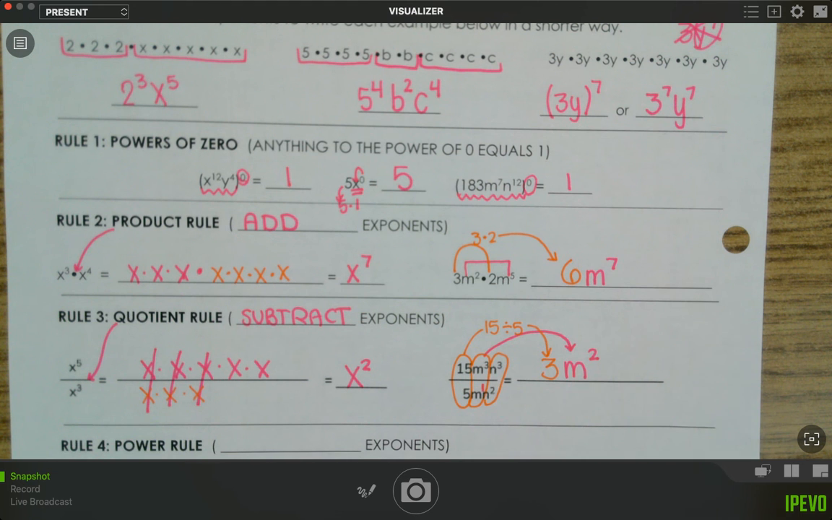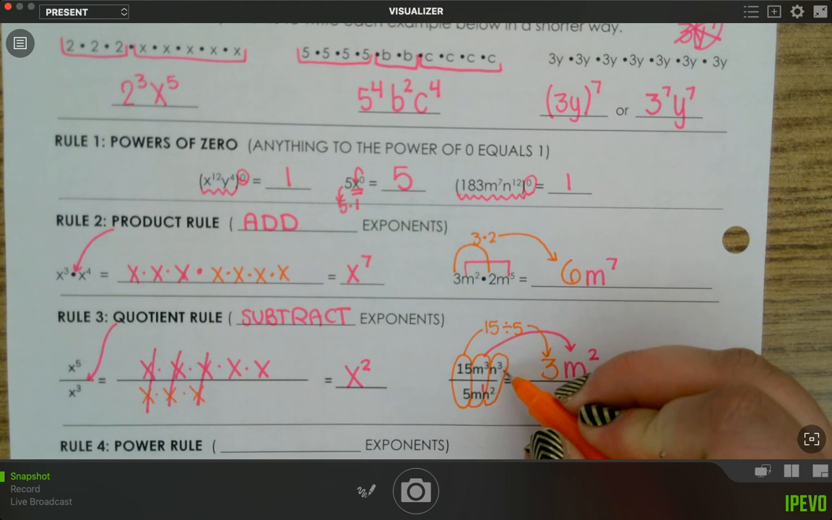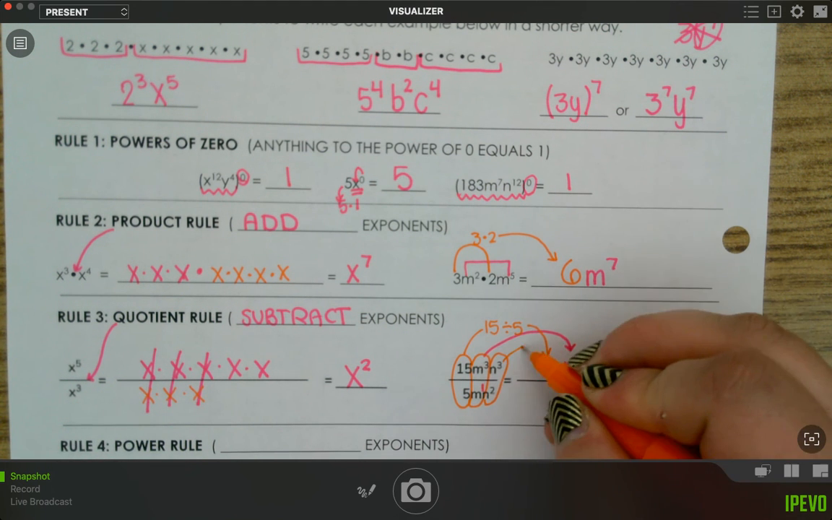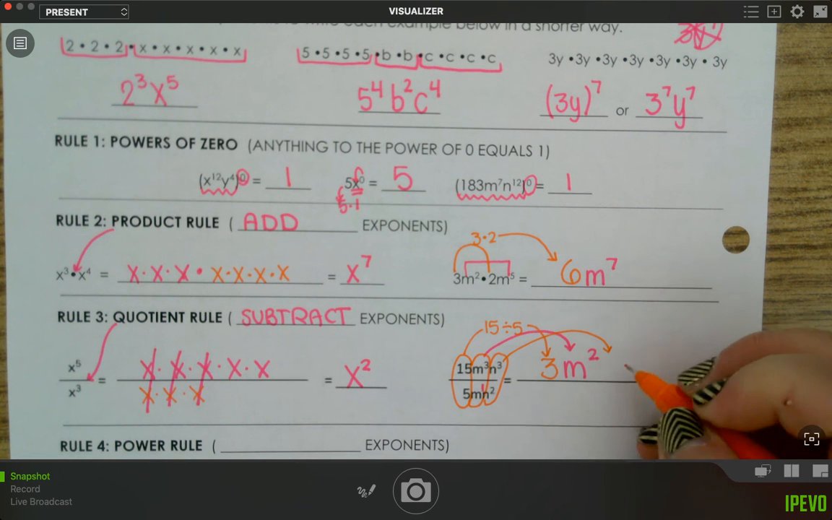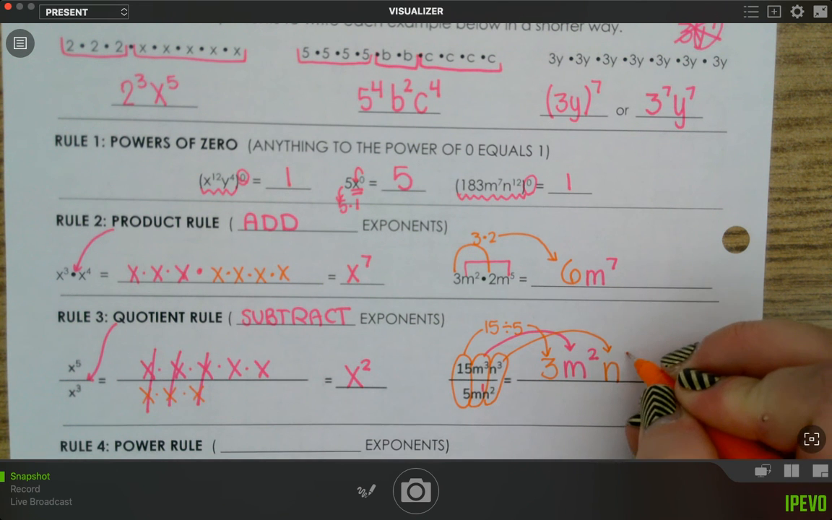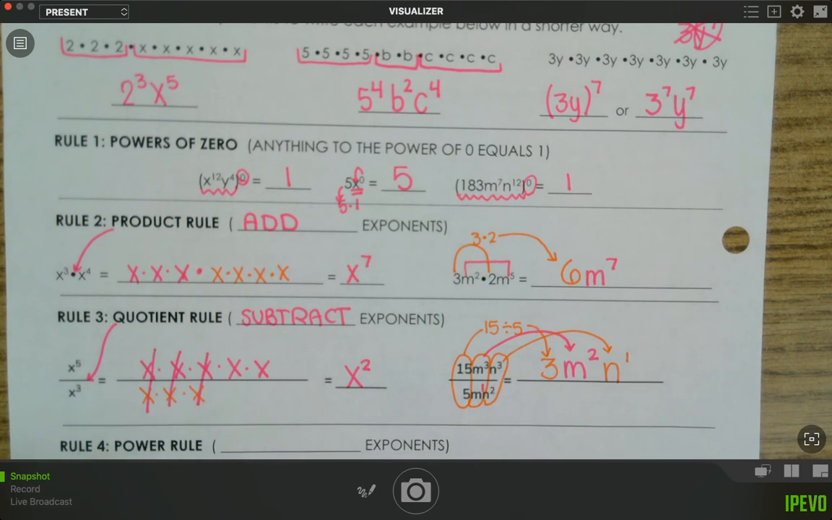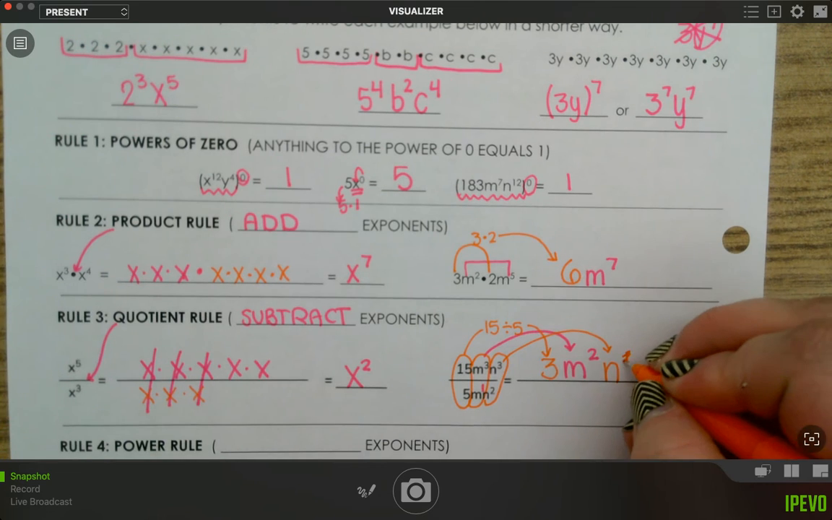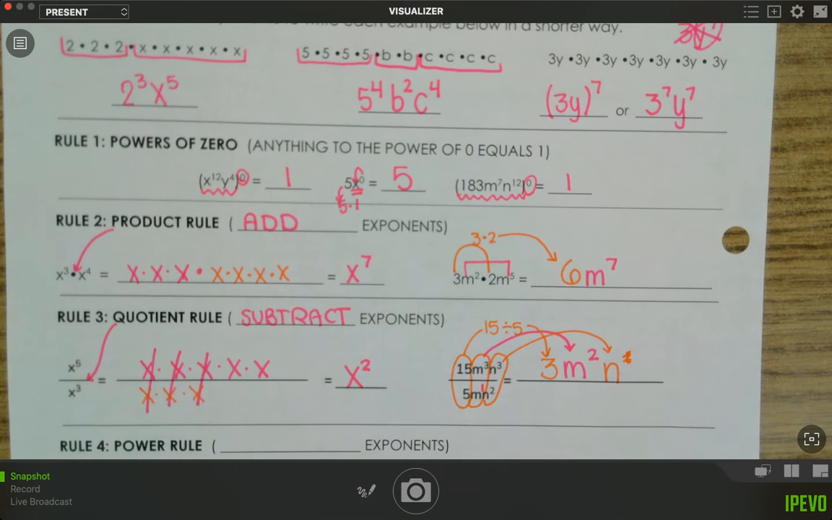And then I'm going to do the n's. I have 3 on top, I'm taking away 2. Now I only have 1 left. And you can either write that as n to the first power, or you can just write it as n, in which case it will just not have that little 1 right there, like this. Okay, whichever way is fine with me.